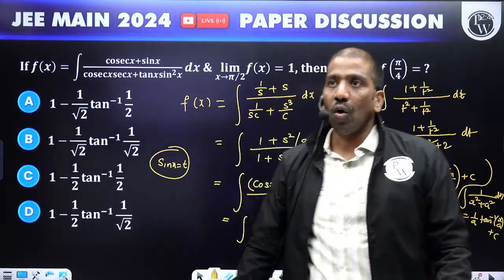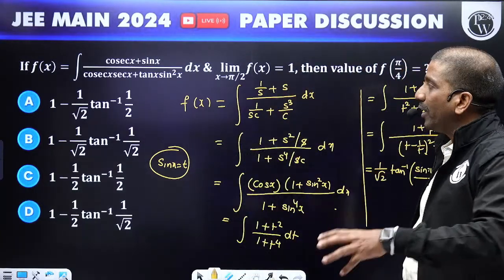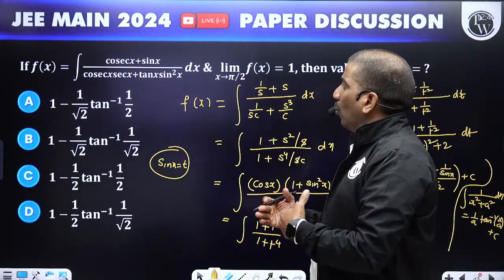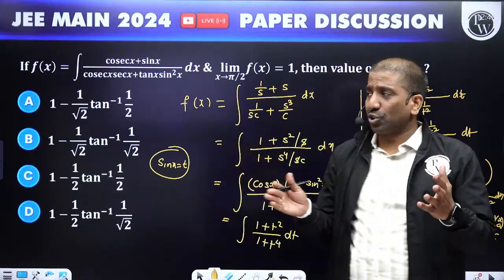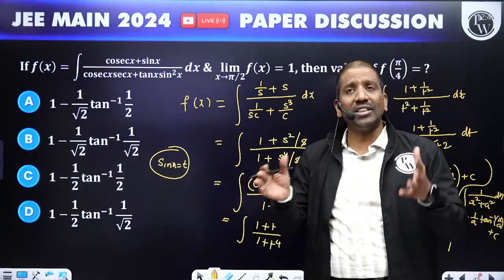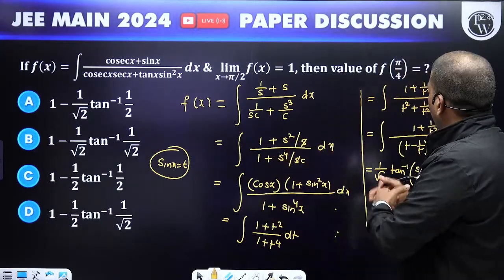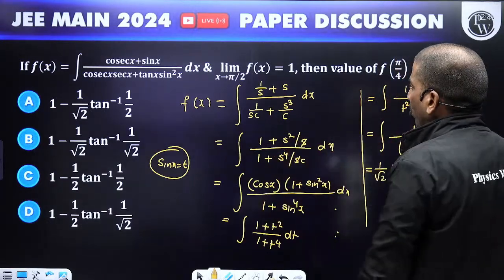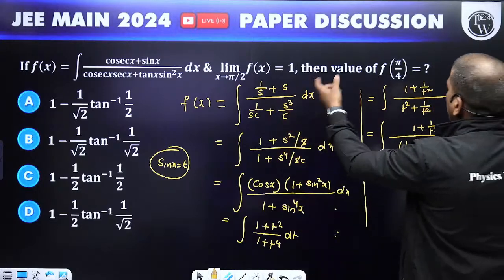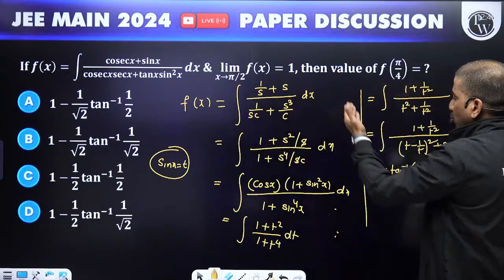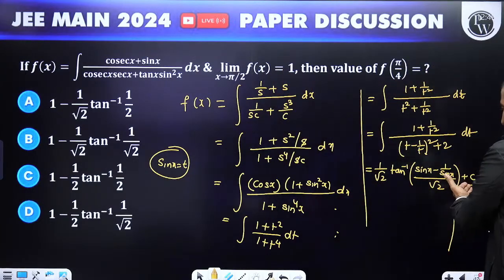Right? So understand how we approached this question. Just a trial. What was our trial? Converting cosecant and secant and tan into sine and cosine. So we have succeeded. We got a biquadratic and we applied that. So here we still need to find f at pi by 4. Limit x tending to pi by 2, f of x is equal to 1. So that means we need to eliminate the c.